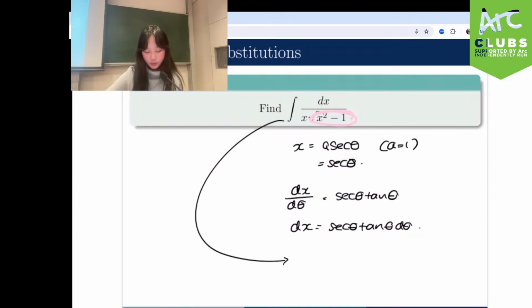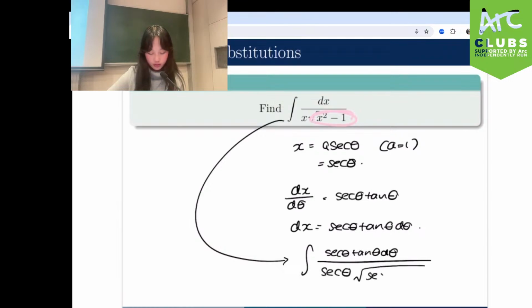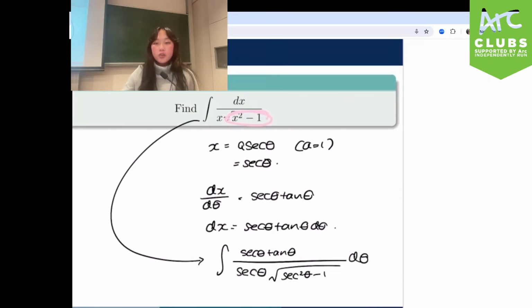And what we get when we substitute x for sec theta is sec theta tan theta d theta over sec theta square root of sec squared theta minus 1. Oh, sorry, I've got a d theta up the top. All right. So here's where the trig identities come into play.